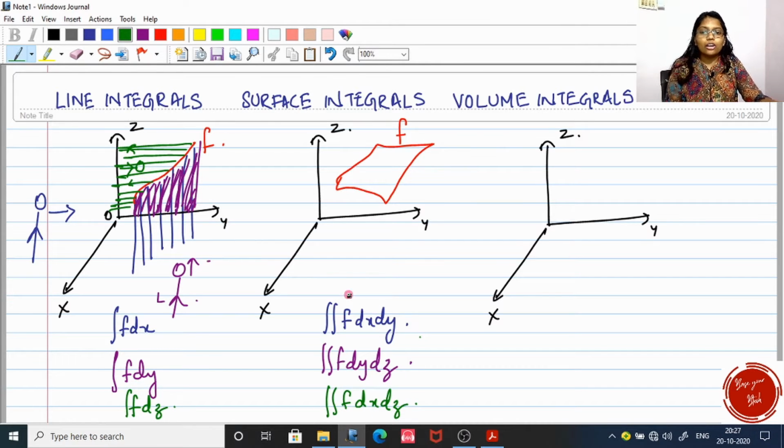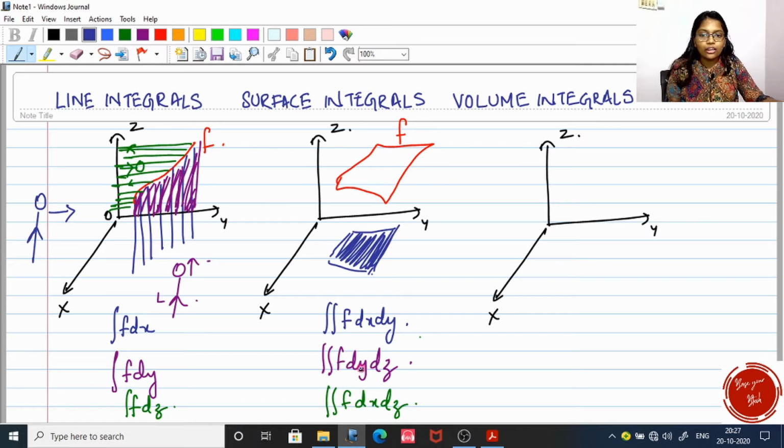Now what does this dx dy indicate? You have to project this sheet, this area, over to this xy plane. Now we are taking dx dy, isn't it? So you have to project this area to the xy plane, and you get a shadow over here. So actually this area is got from taking the double integral of f dx dy.